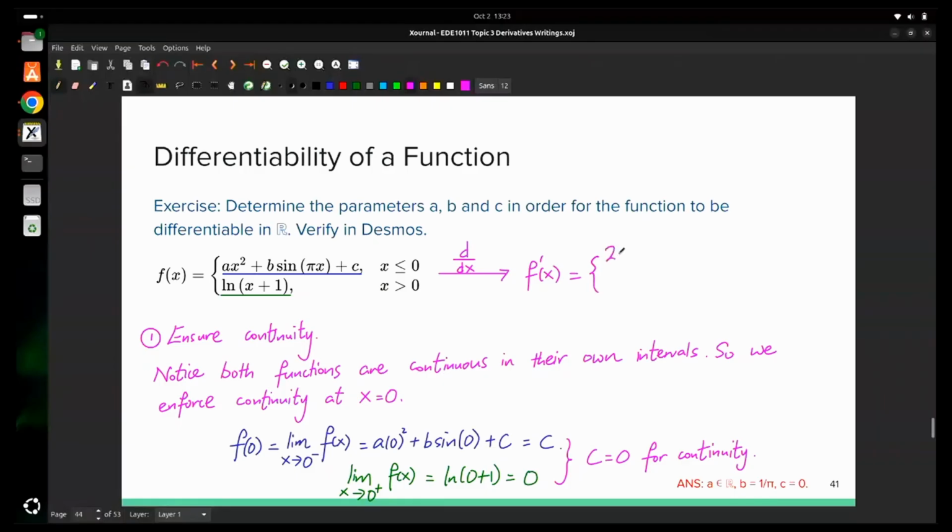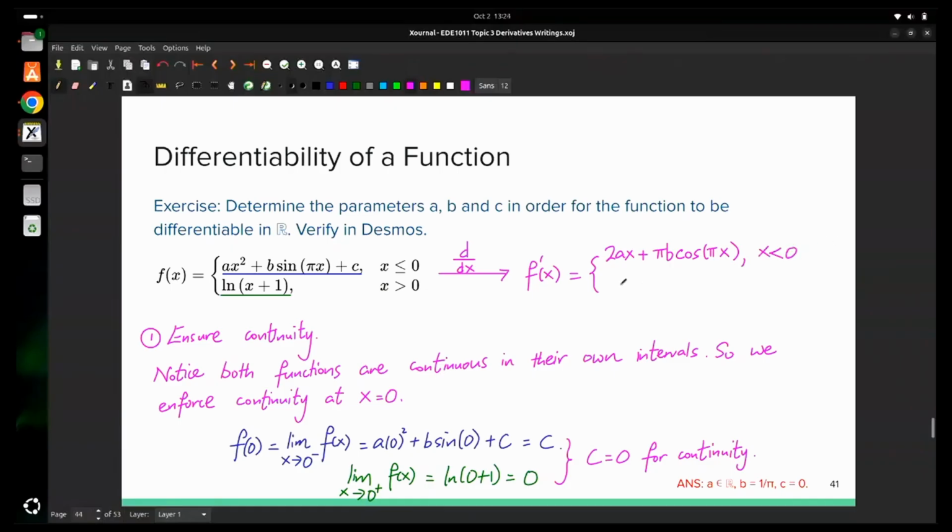So you have 2ax plus pi b cosine pi x. Is that right? In the process here, I use the chain rule. If you didn't realize, sine differentiates to cosine, then multiply by the derivative of pi x with respect to x. So therefore, I must have a pi multiplied. So this piece will apply for x less than 0.